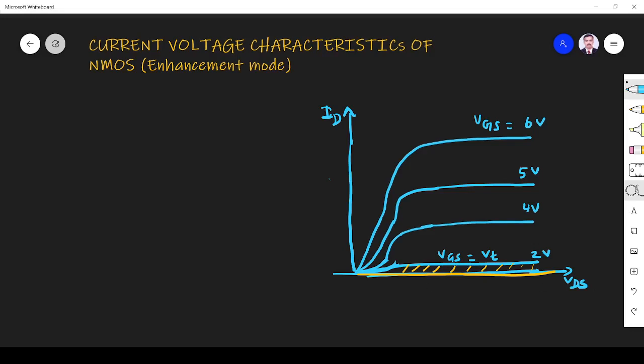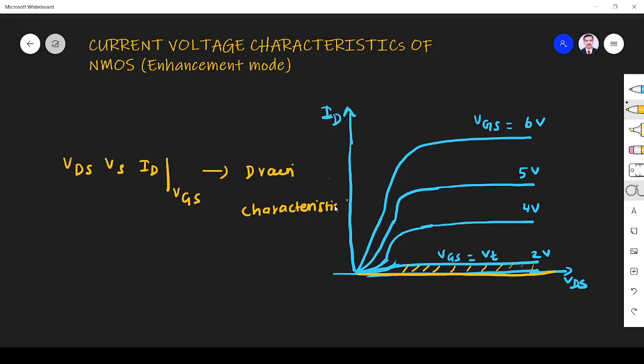Hi friends, in this video let us learn about the current voltage characteristics of MOSFET in enhancement mode. You see the curve is drawn between VDS versus ID for various values of VGS. These characteristics I can call drain characteristics because they involve the drain parameter. Drain characteristics, VDS-ID characteristics, or current voltage characteristics are all the same. So from this, let us see what we understand.